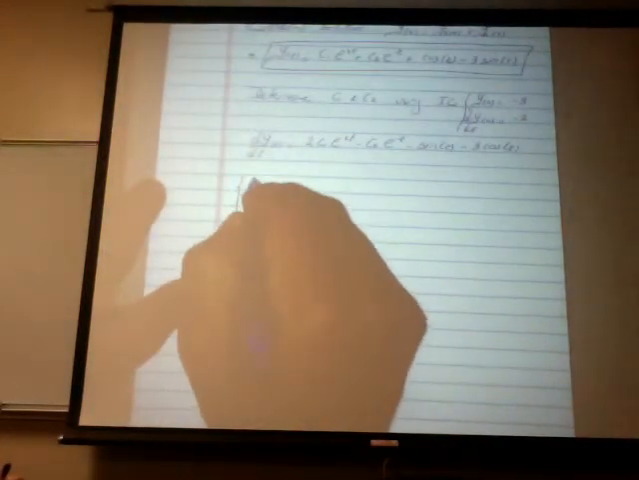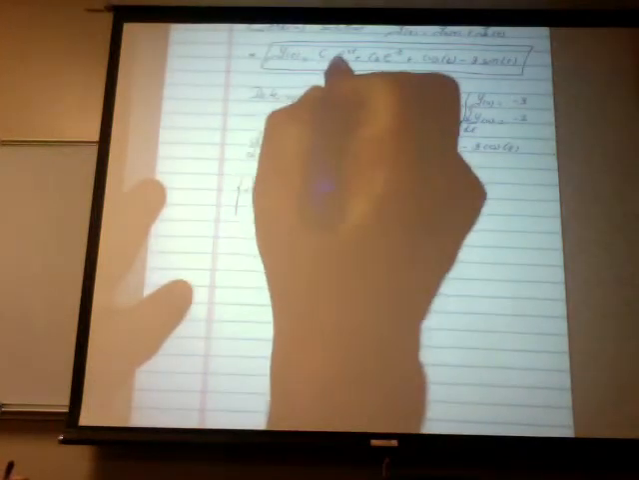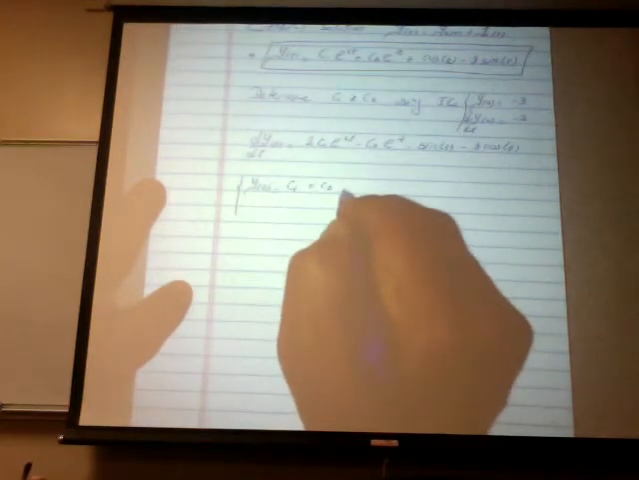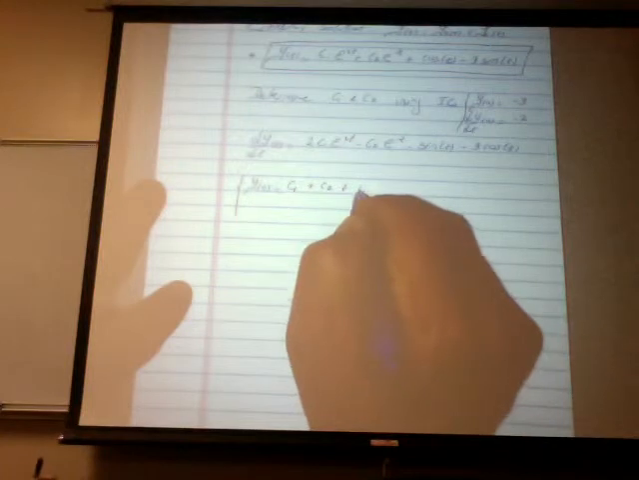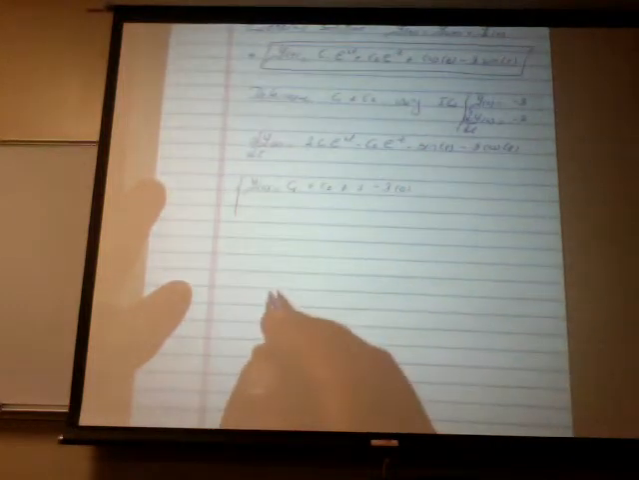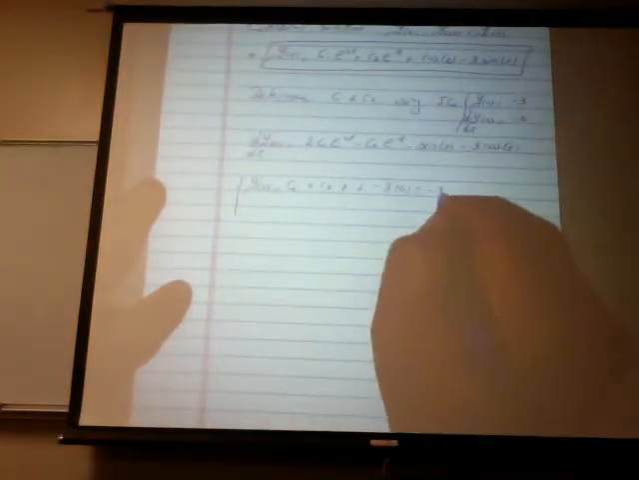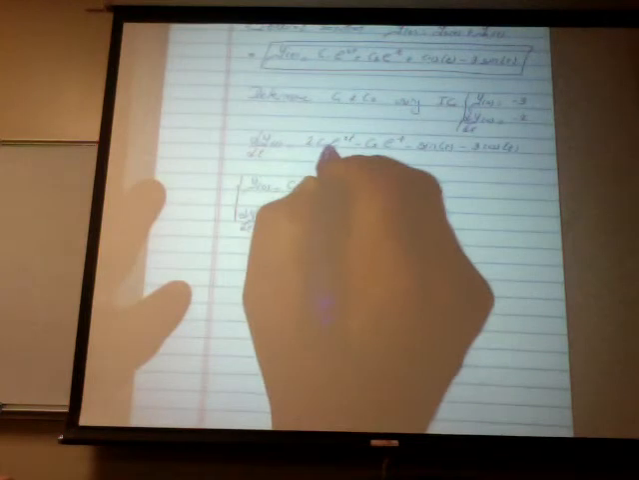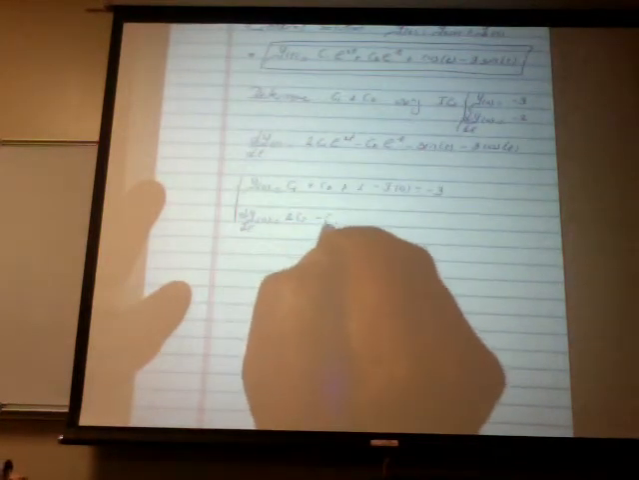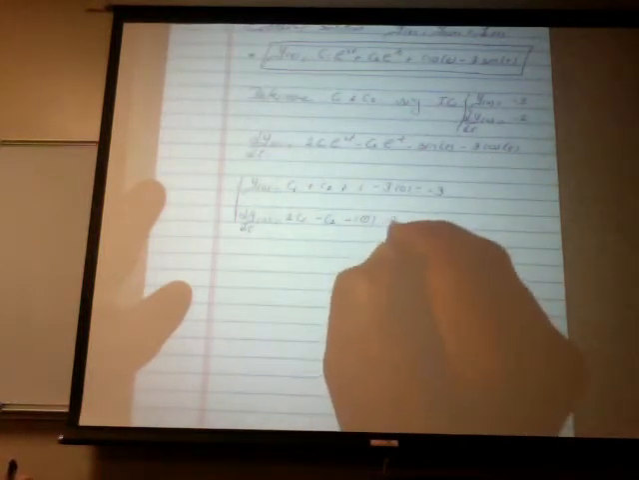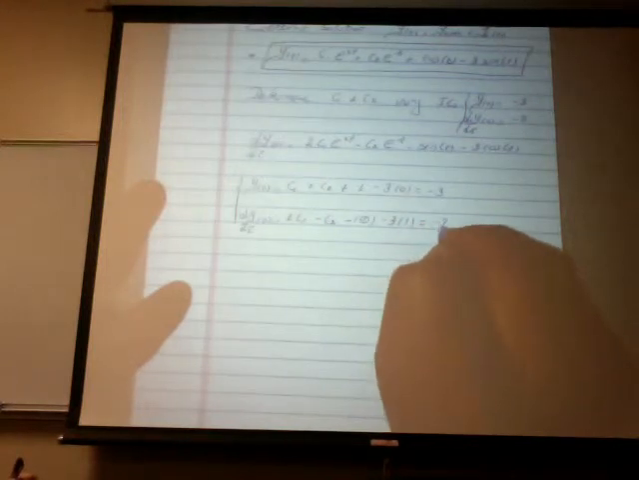And then we can impose the conditions. We can say y at 0, which is equal to c1 plus c2 plus 1 minus 3 times 0 is equal to minus 3. And dy dt at 0 is equal to 2c1 minus c2 minus 0 minus 3 times 1 is equal to minus 2.